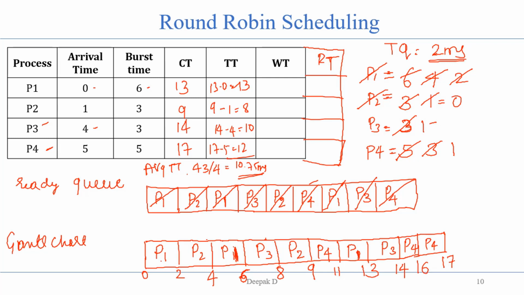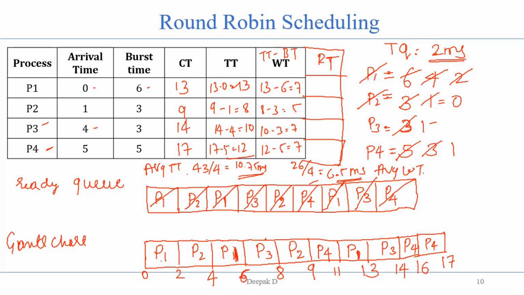Now let's see the waiting time. What is the waiting time formula? You know that it is turnaround time minus burst time. So 13 minus 6 is 7, 8 minus 3 is 5, 10 minus 3 is 7, and 12 minus 5 is 7. So the value is 26 divided by 4, which is 6.5 milliseconds. So this is the average waiting time.